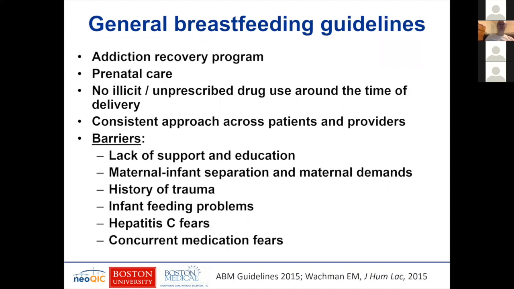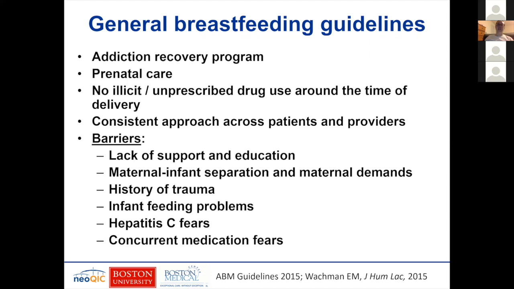So, general recommendations about who can provide breast milk. These are the guidelines from the 2015 Academy of Breastfeeding Medicine. Basically, the criteria are that you want the mom to be in an addiction recovery program, that she has sought some kind of care for her addiction. Prenatal care is also important, that she seeks care for herself, and that there's no illicit or unprescribed drug use around the time of delivery.